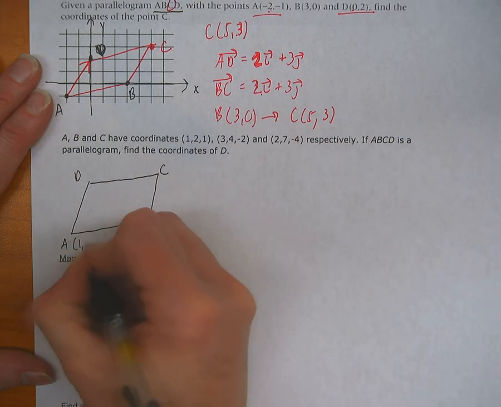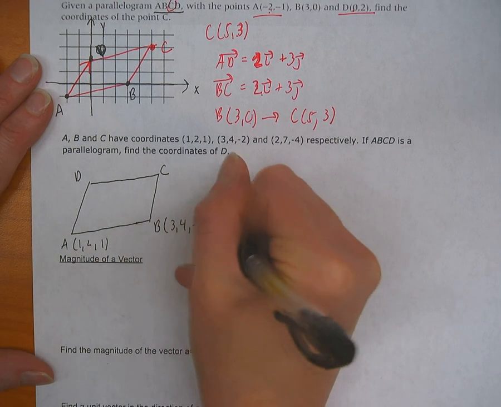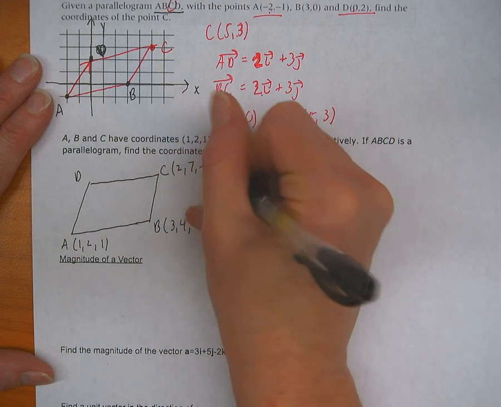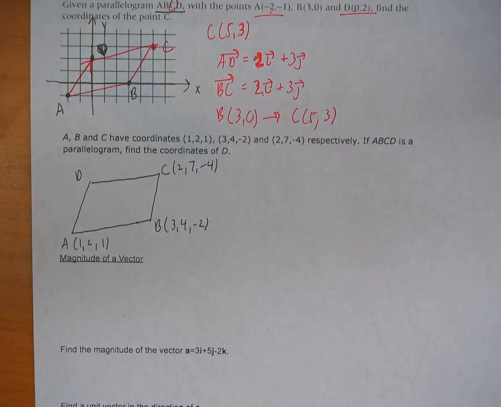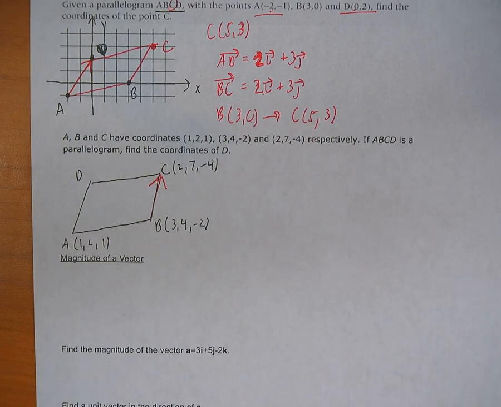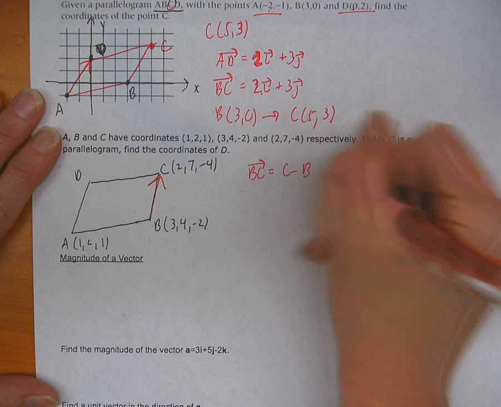So A is 1 comma 2 comma 1. B is 3 comma 4 comma negative 2. And C is 2, 7, negative 4. So I want to find the coordinates of D. So here's what I'm thinking. I know I could figure out what BC is. So BC is the vector where I just do C minus B.